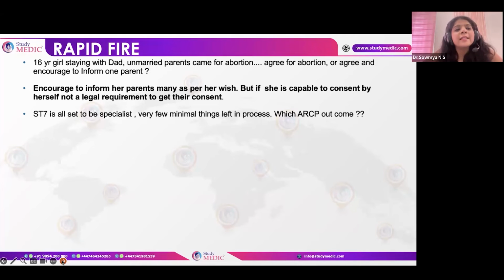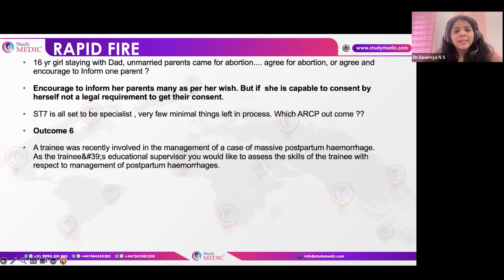Now, SD7 is all set to be specialized, with very few minimal things left in the process. We know this. It is ARCP 6, right? Outcome 6. Next, a trainee was recently involved in management of a case of massive postpartum hemorrhage. As a trainee educational supervisor, you would like to assess the skills of the trainee with respect to management of postpartum hemorrhage. So what is the tool which you would be using here? Case-based discussion. Remember, I spoke about heavy menstrual bleeding, PPH, shoulder dystocia, whatever they have managed. They're going to sit with the educational supervisor or the consultant and talk about it.